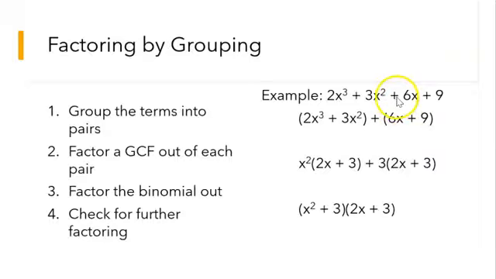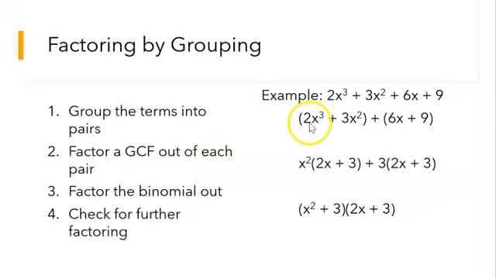And if this had been a minus 6x, I would put the negative in here and still put the plus out there, just because I don't want it to look like this whole thing was subtracted, because it wasn't. And so that helps me not make errors with my signs. Step 2 is you're going to factor a GCF out of each pair.